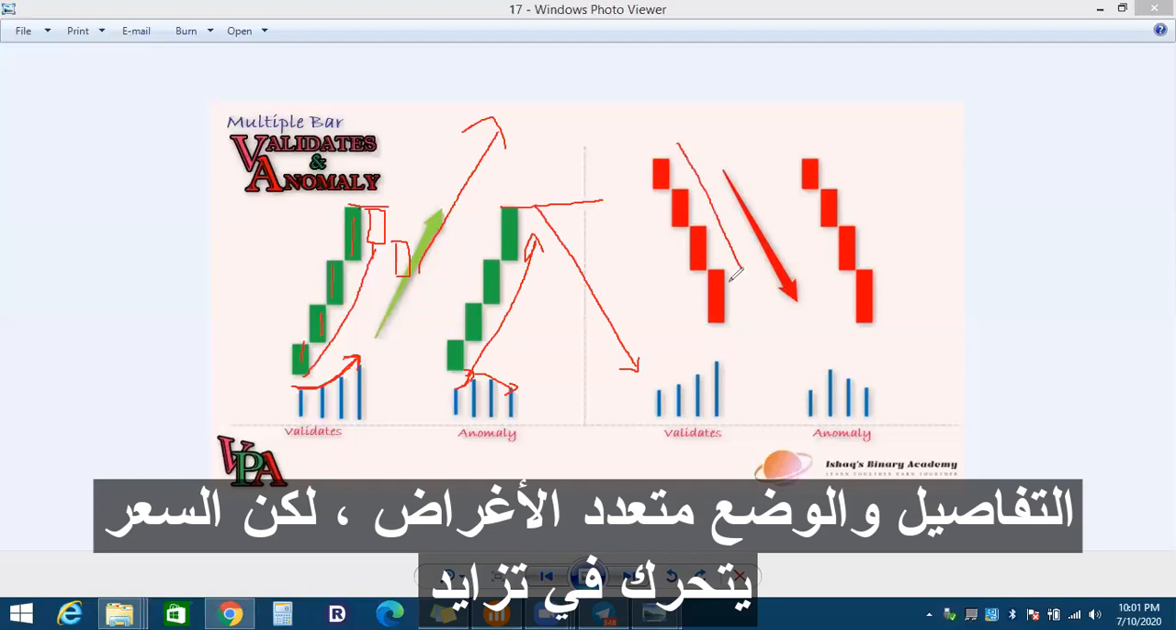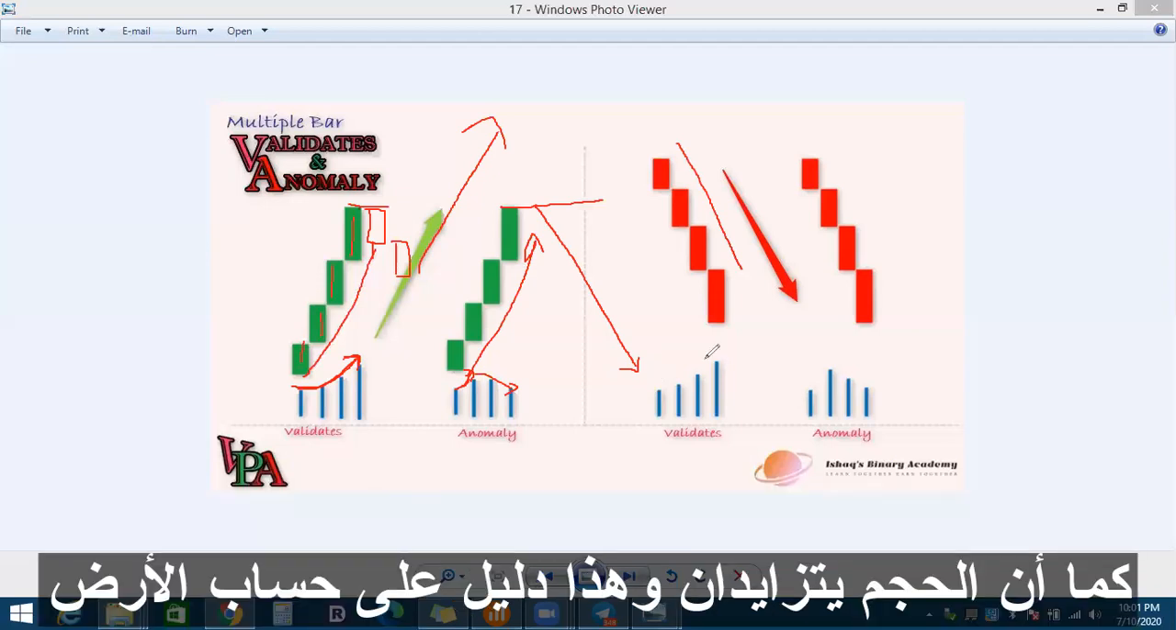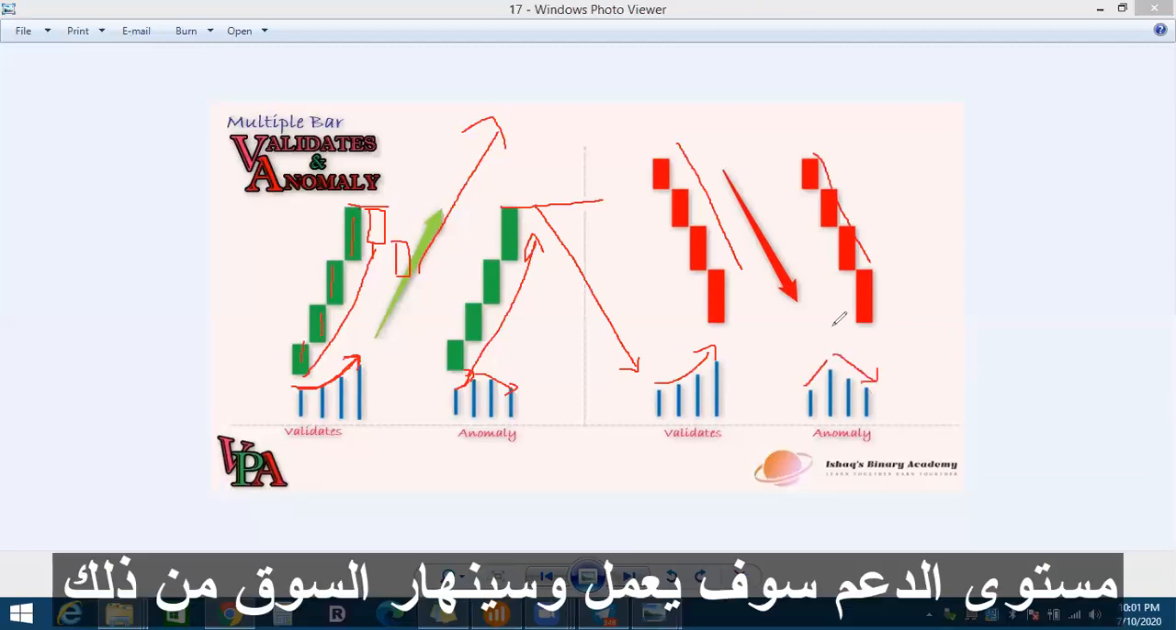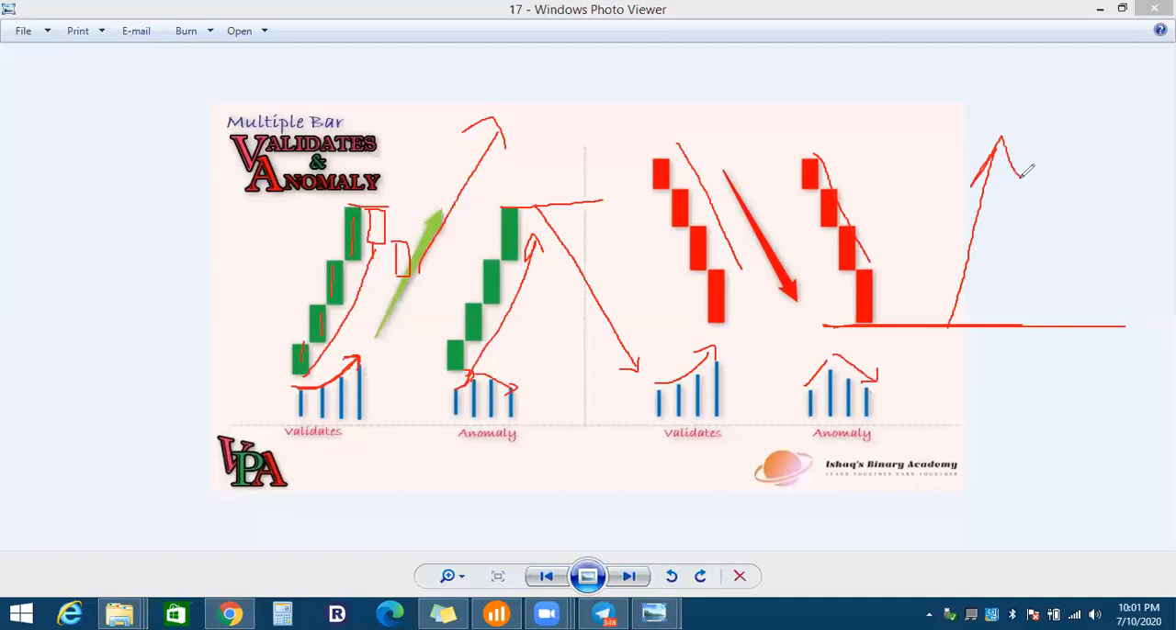With the red candles in the multiple bar situation, the price is moving, increasing, and volume is also increasing. That is a sign of continuation of the downtrend. Same condition, price and volume increased, but now the volume is decreasing. It means the nearest support level will work, and the market will reverse from that support level.